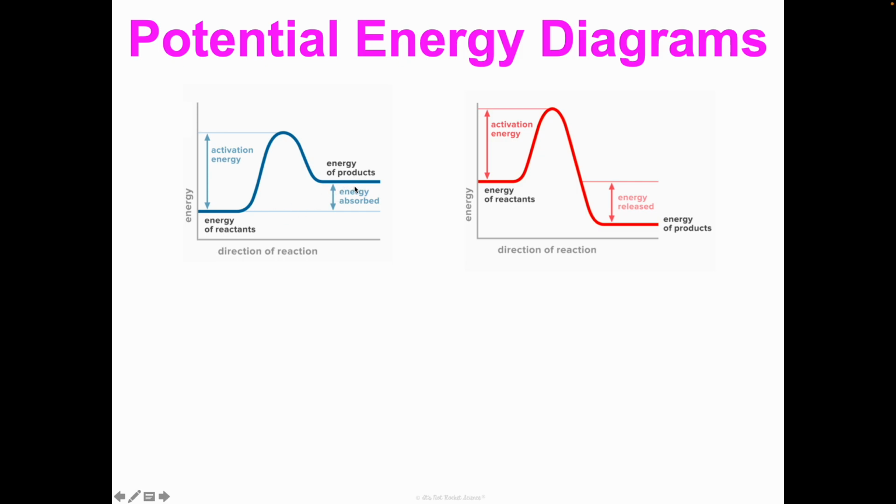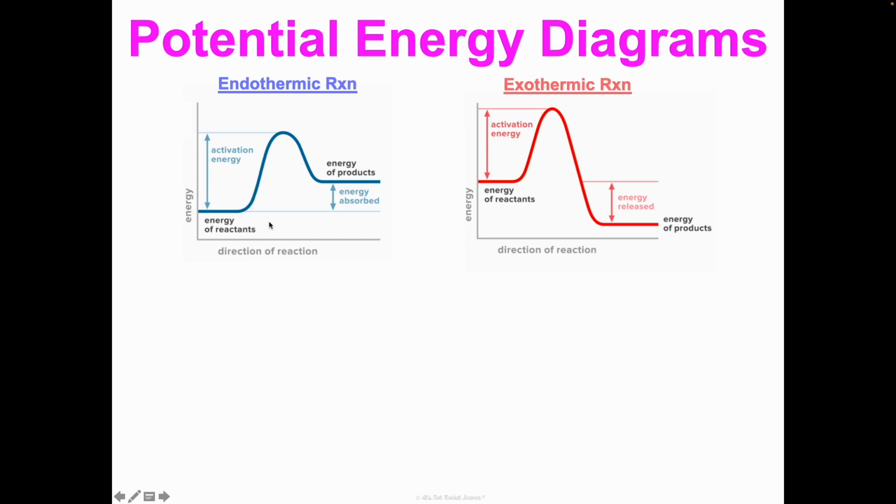Now, look at the difference in the ending and the starting. Notice in this first picture, we have more energy in the products than the reactants. In this one, we see we have less energy in the products than the reactants. So in this first one, energy overall is getting absorbed. And so we would say this is an endothermic reaction. Whereas over here, overall energy gets released, so it's an exothermic reaction.